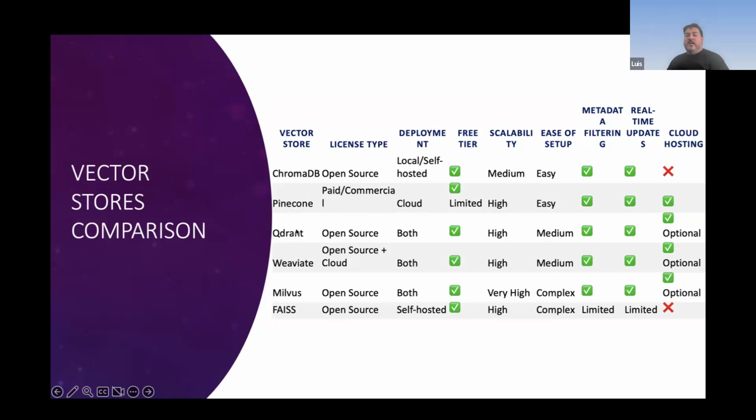Qdrant is something I do a couple of examples with. It's open source, but it's optional to host it in the cloud as well. So you can put documents in there, pay a very small fee, and have your vector stores hosted. Qdrant is a good mix between these two. Weaviate is another one, then Milvus and FAISS. FAISS is from Facebook as well. A lot of people talk about doing a lot of these RAGs with these open source vector store databases.